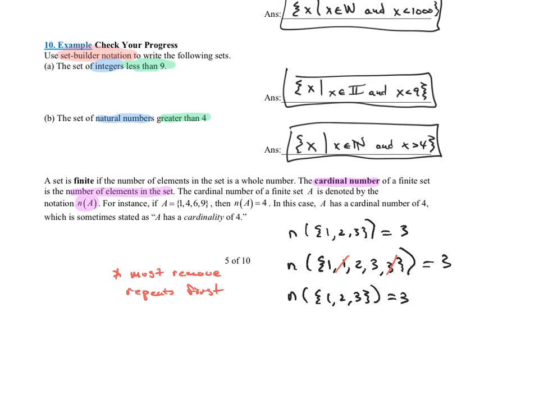So anytime you see that n of notation, whatever's in there, it's the number of elements in the set. That's all that notation means. The cardinality, find the cardinality, which means find the number of distinct elements in the set.